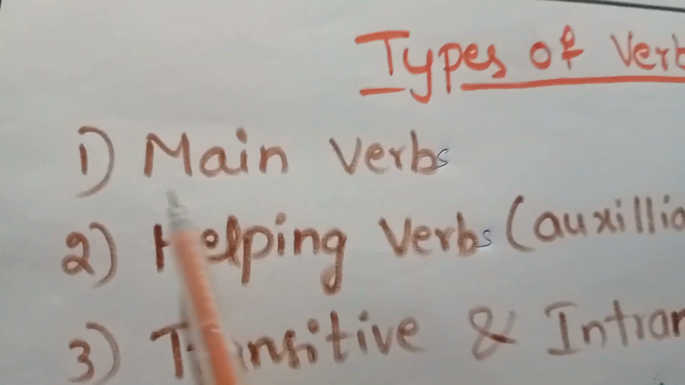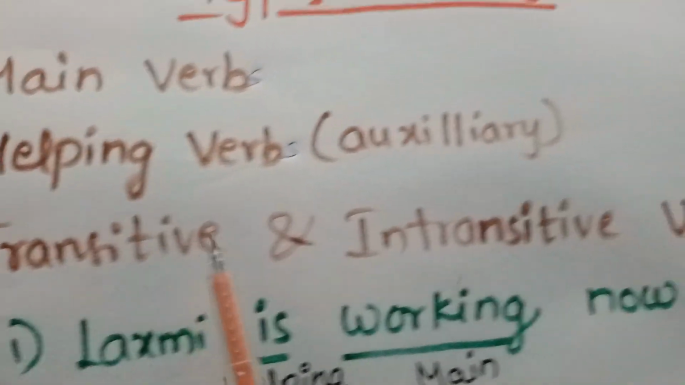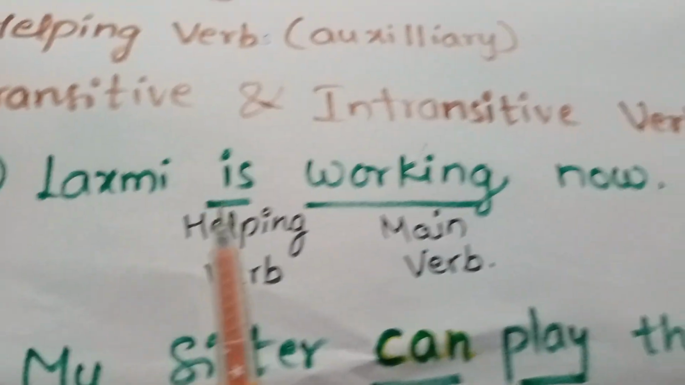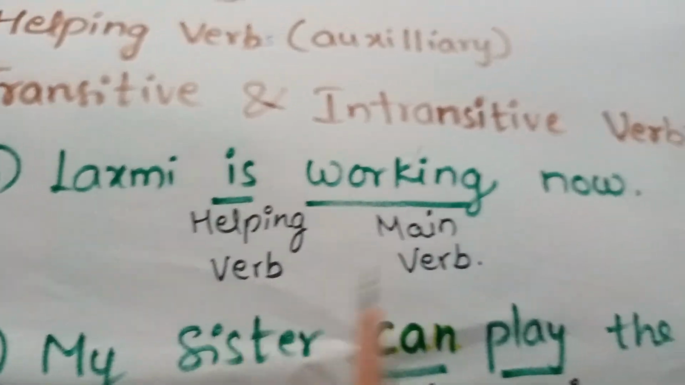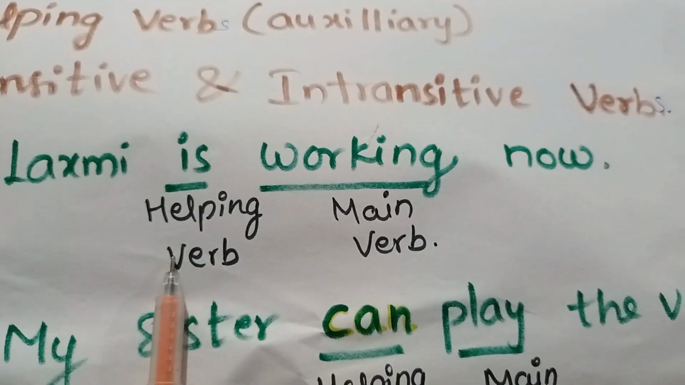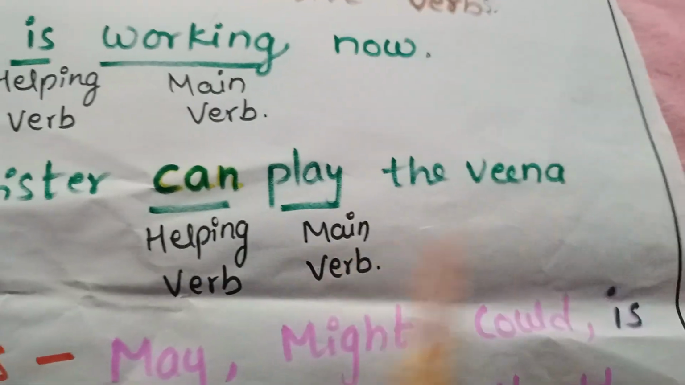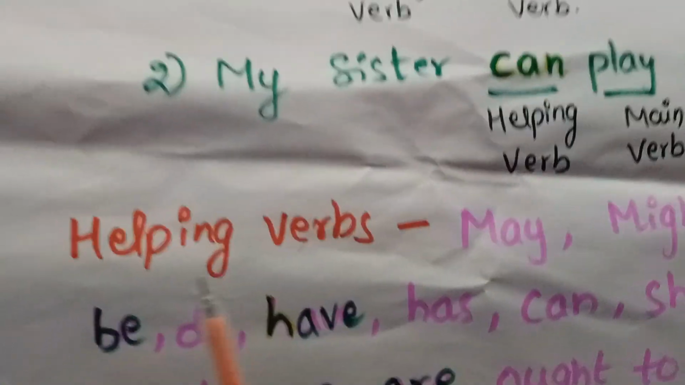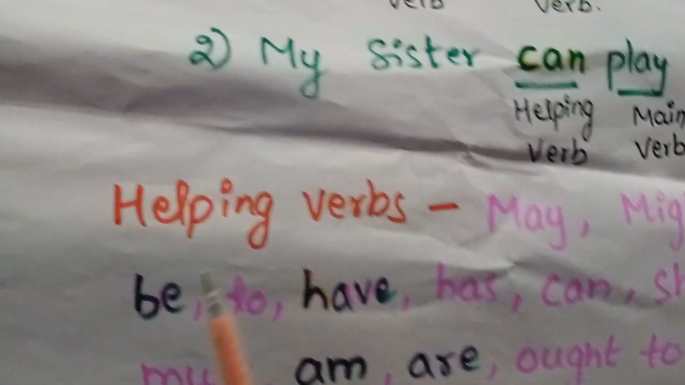Types of verbs: main verbs, helping verbs or auxiliary verbs, transitive and intransitive verbs. For example, Lakshmi is working now. Here, is is helping verb and working is main verb. Here, helping verb supports main verb. My sister can play the veena. Can is helping verb, play is main verb. Here, can, the helping verb, supports the main verb.